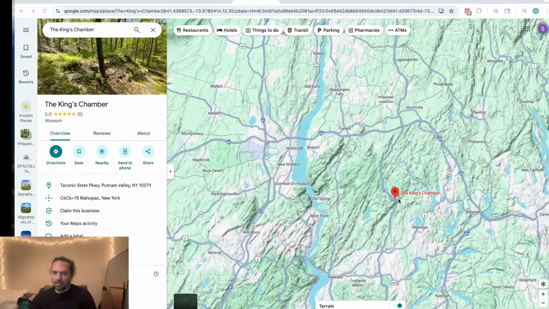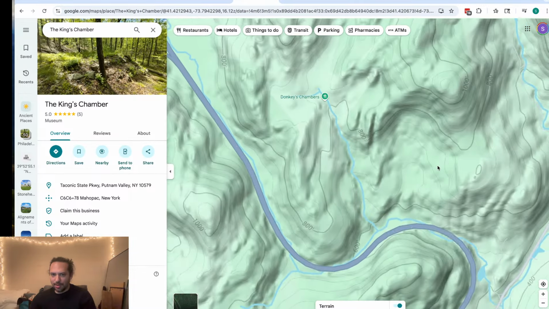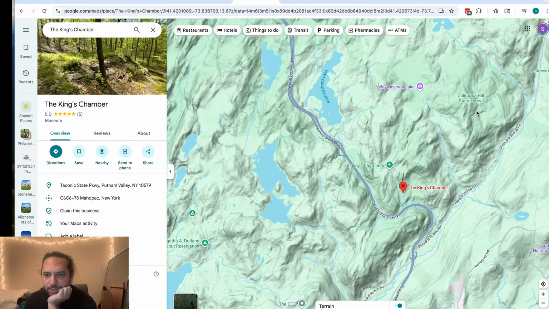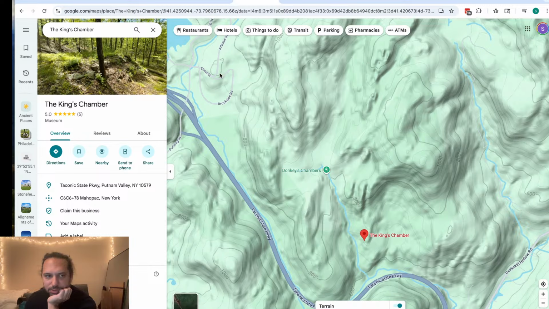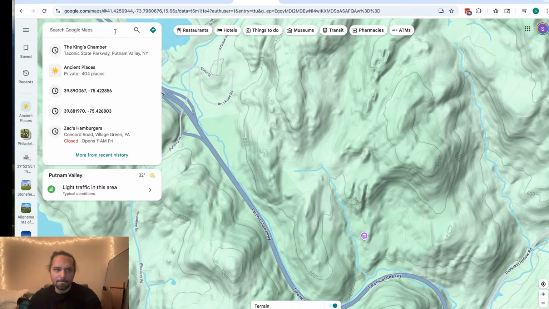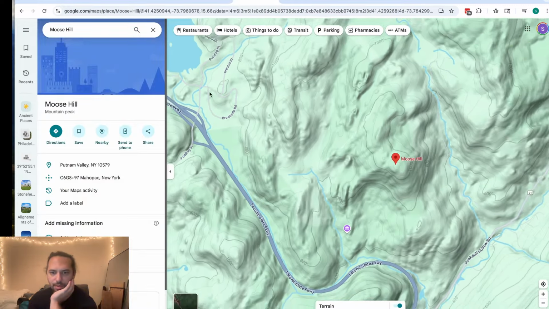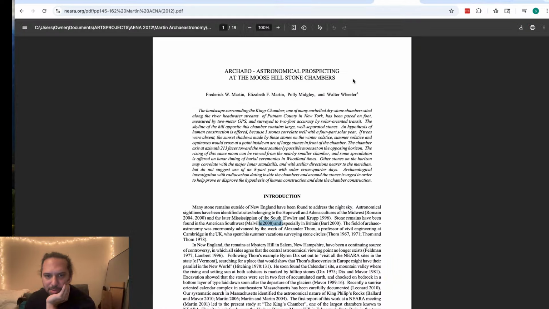Just poking around. There's this interesting chamber someone brought up. We're just looking at it, and I actually wanted to see where Moose Hill is. California Hill State Forests. So is this Moose Hill? This must be Moose. So if I click off of this, let's put in Moose Hill, Putnam Valley, New York. Where is that? Yeah, so that's Moose Hill. So somewhere here is what this paper is about. Oh no, this paper.